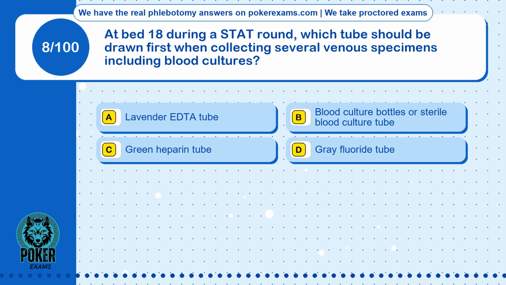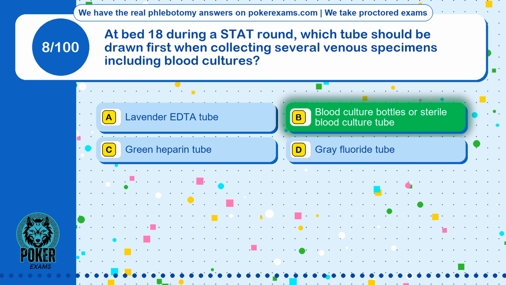Question 8. At bed 18 during a stat round, which tube should be drawn first when collecting several venous specimens including blood cultures? Option A, lavender EDTA tube. Option B, blood culture bottles or sterile blood culture tube. Option C, green heparin tube. Option D, gray fluoride tube.